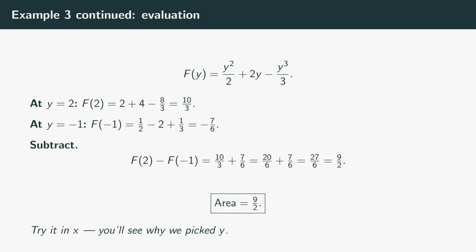Quick aside, try doing this problem in x instead of y. You'd split the region at x equals 1, where the parabola's two branches meet the line. From x equals 0 to x equals 1, the upper boundary is the upper branch of the parabola, y equals positive square root of x, and the lower boundary is the lower branch, y equals negative square root of x. From x equals 1 to x equals 4, the upper boundary is still y equals positive square root of x, but the lower boundary becomes the line y equals x minus 2. Two integrals, two cases, square roots everywhere. Integrating in y, one integral, polynomial, clean. That's the lesson. Choose your integration variable to match the geometry. If the picture is sideways, integrate in y.